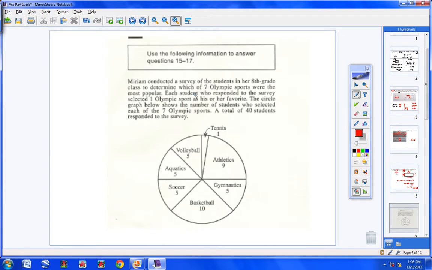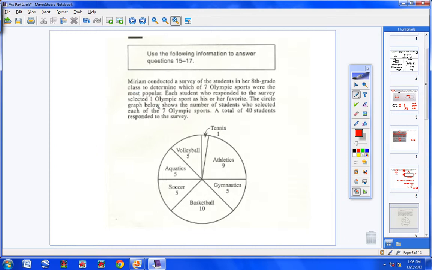Okay, now we're going to use this picture here for numbers 15, 16, and 17. Okay, so let's read through this real quick. Miriam conducted a survey of the students in her 8th grade class. She wanted to determine which of the 7 Olympic sports were the most popular.